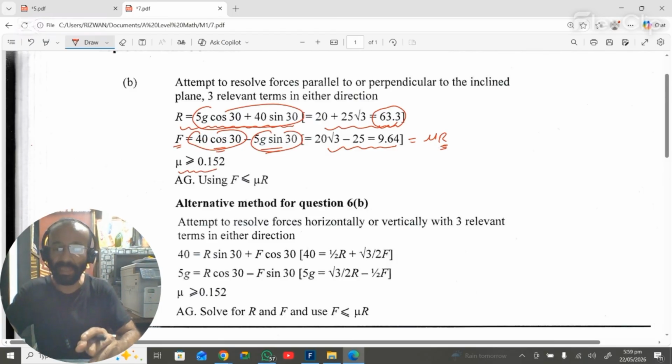So this is the minimum value of mu. So mu should be greater than or equal to 0.152. So this is the answer.